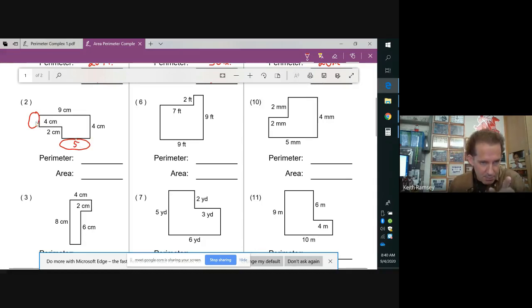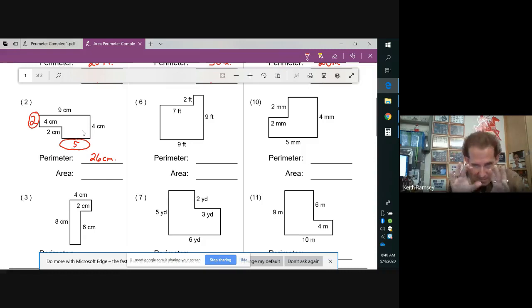I don't know that part right there. So its opposite side is 4, and it's parallel, I think, to 2. So 4 minus 2 means that this has to be 2 right here. Then for my perimeter, I find the sum of all the sides. So 5 plus 2 is 7, plus 4 is 11, plus 2 is 13, plus 9 is 22, plus 4 is 26 centimeters.